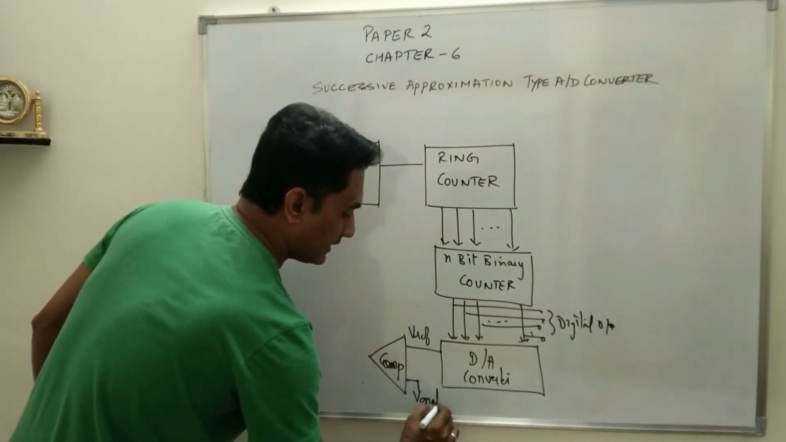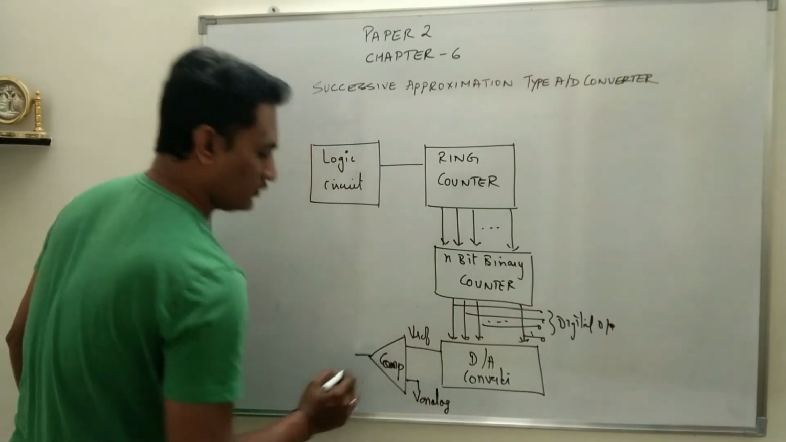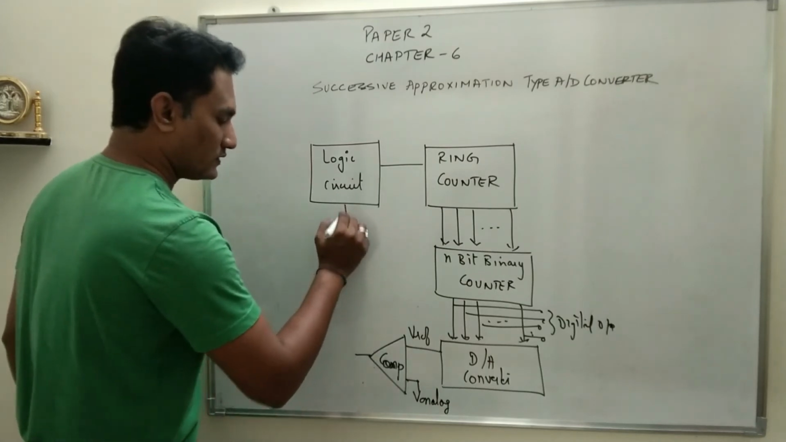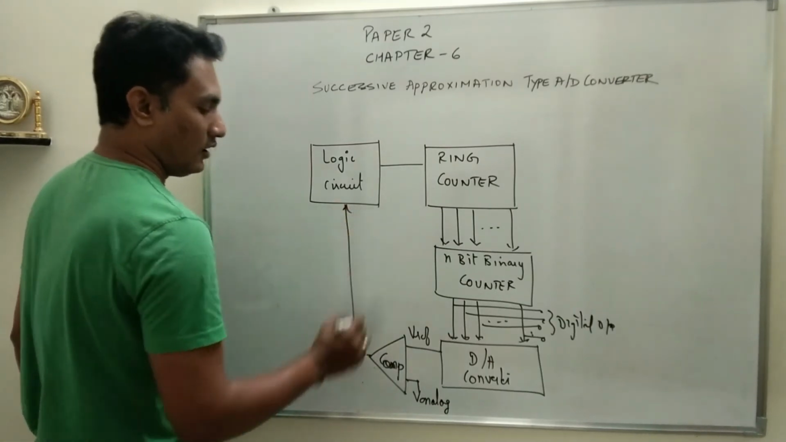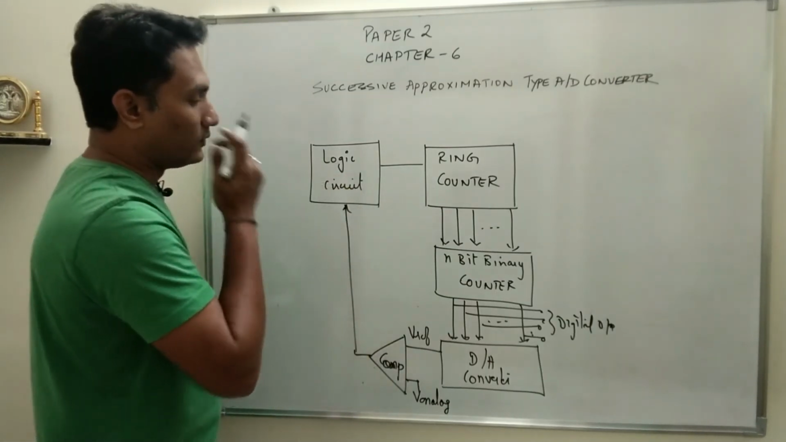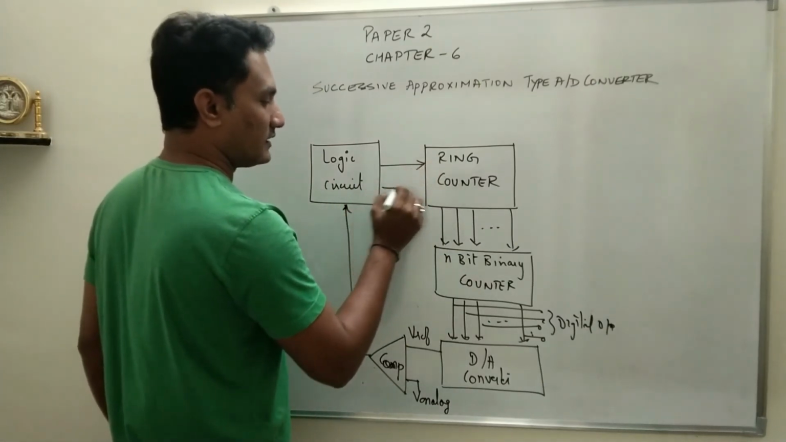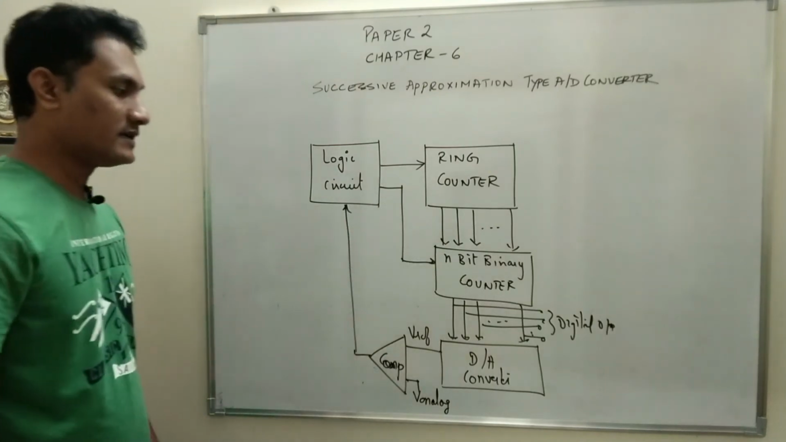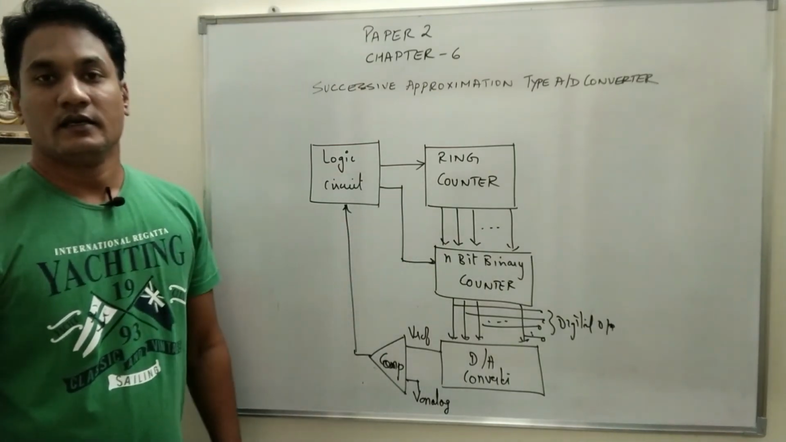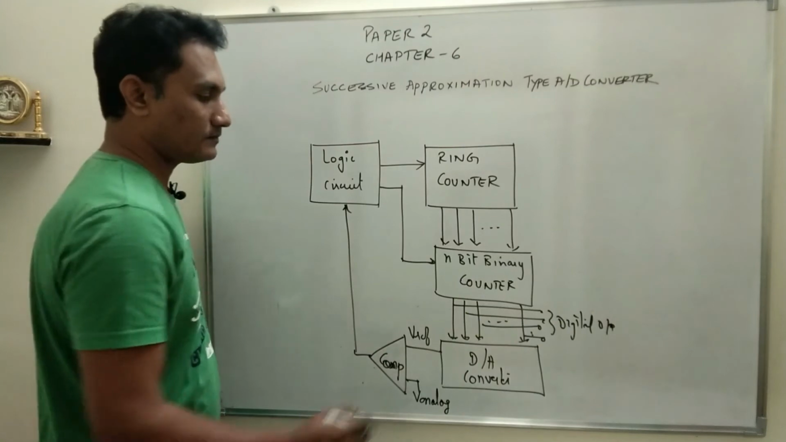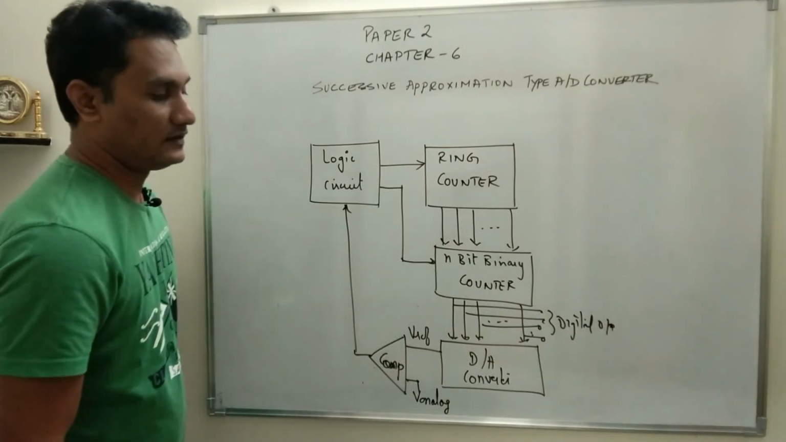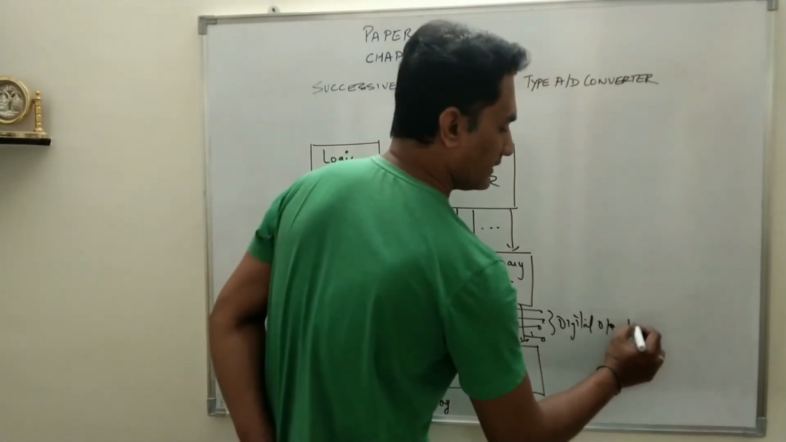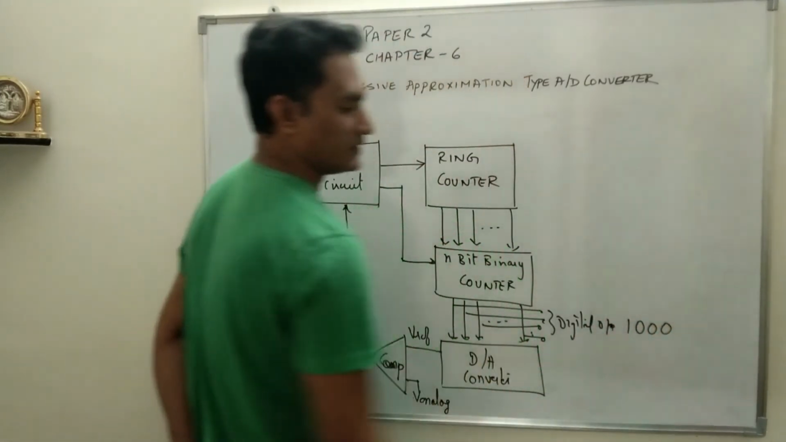The comparator will compare the two voltages and produce the output as either 0 or 1, and the logic circuit will work accordingly. So the logic circuit will provide signals to the ring counter as well as the n-bit binary counter. So as I said, this circuit will start the counting from 1 0 0 0.